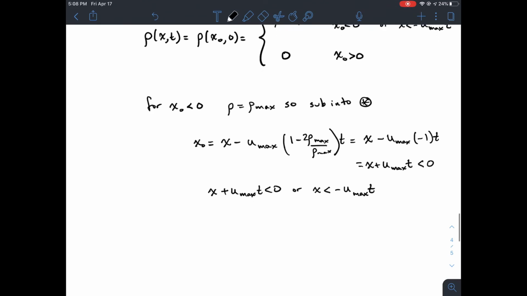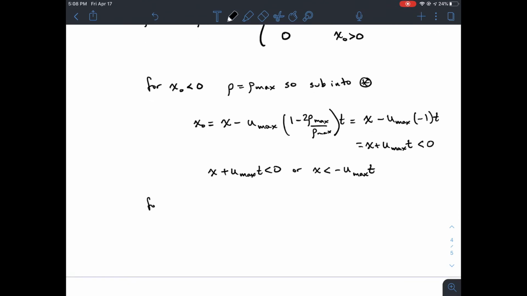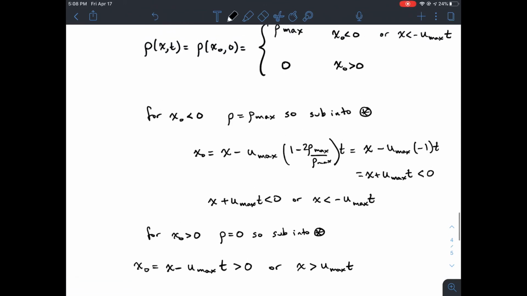Now for the second part, we're going to do the same thing. In the second part, I've got x naught greater than 0. I'm going to again substitute it into my star equation, but now rho is equal to 0. So that's just going to give me x naught equal x minus u max t, right? And this time we have x naught greater than 0. So that whole bit is going to be greater than 0. So it's going to give me x greater than u max t.